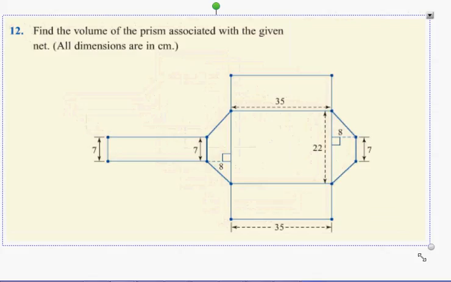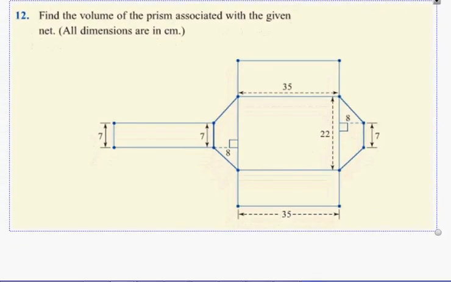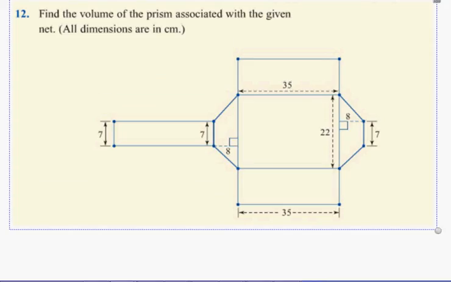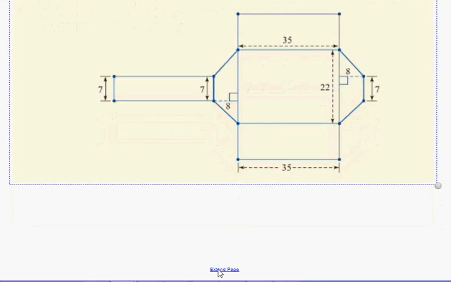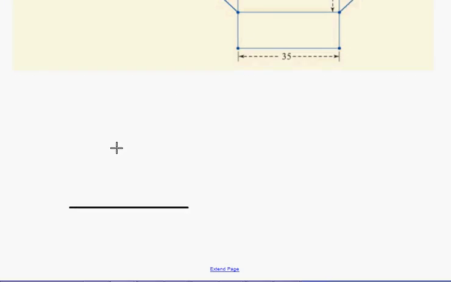Now, number 12 is basically going to be a trapezium. Find the volume of the prism solid at a given net. Now, if I was to draw the front of this, it looks something like this. Two lines that are parallel to each other, and then there's going to be two parts like this. That's what the front of it looks like.